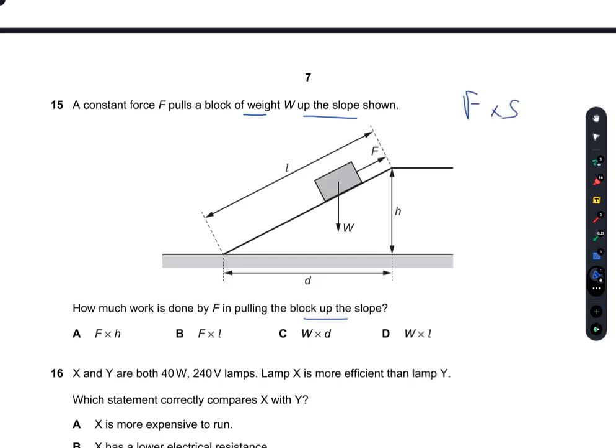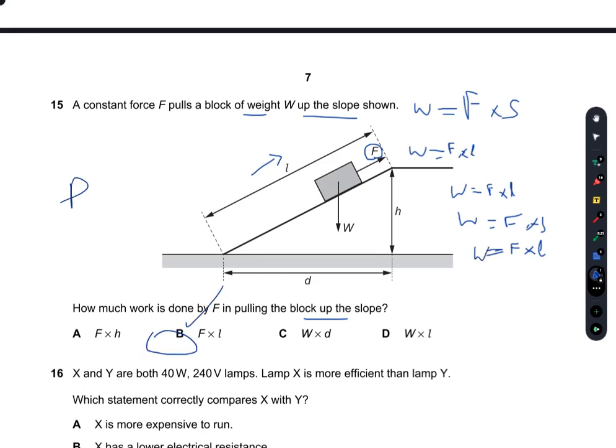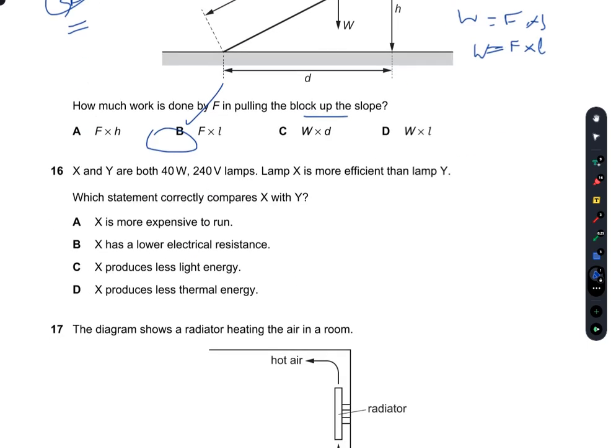Work is force into displacement. So, multiplying this force by the length, work would be F into L, because the force and the displacement direction are the same. F is the force and L is the distance along which the body moves. So B would be the right option.